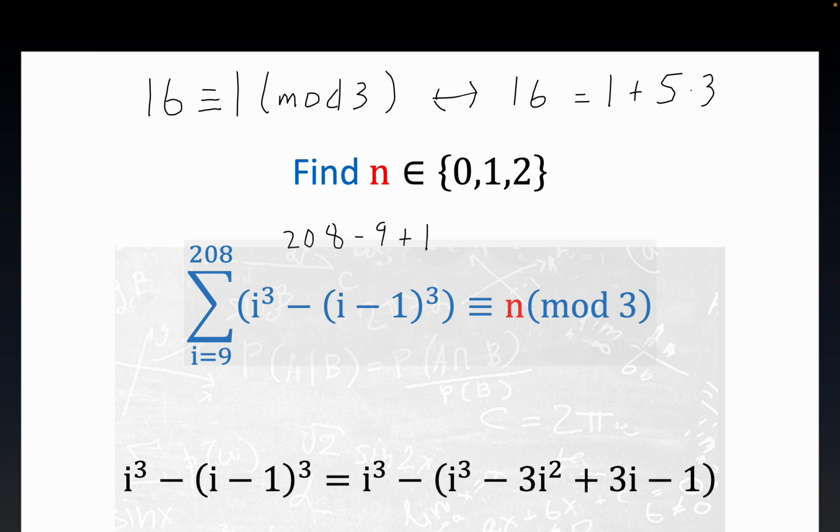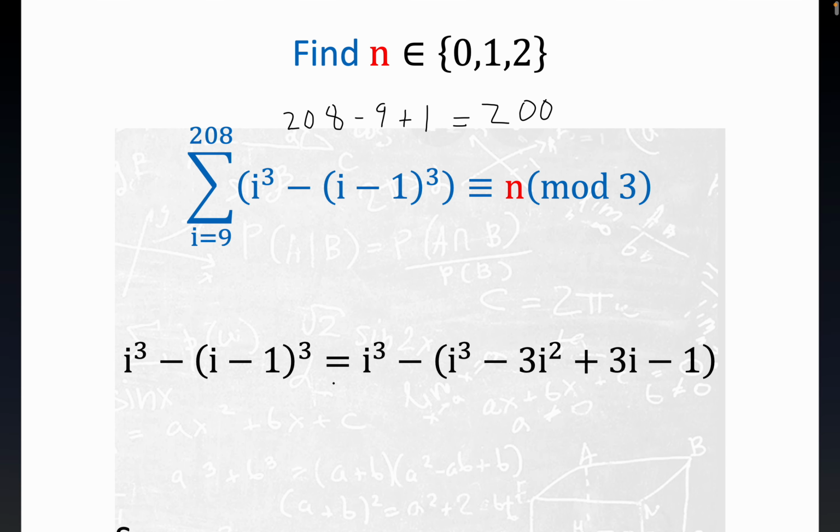And what is that? 208 minus 9 is 199, so wouldn't that be 200? Yep, that's equal to 200. All right, 200 summands. It's a little bit different than you might think. It's not 208 minus 9, which is 199. It's 208 minus 9 plus 1. So there are 200 summands there, and it would be very tedious to add all this up manually, even though the cubic terms cancel out. So we've got to look for a better way than that.